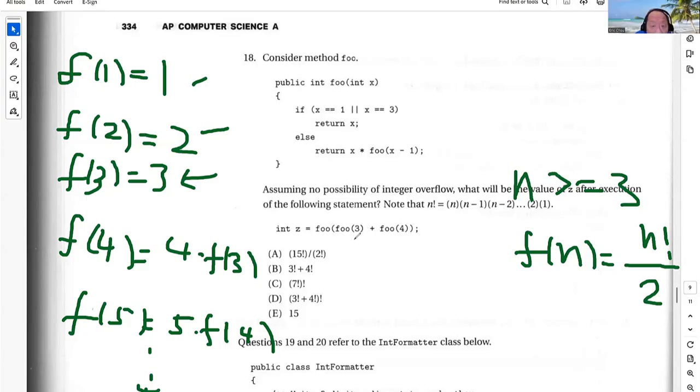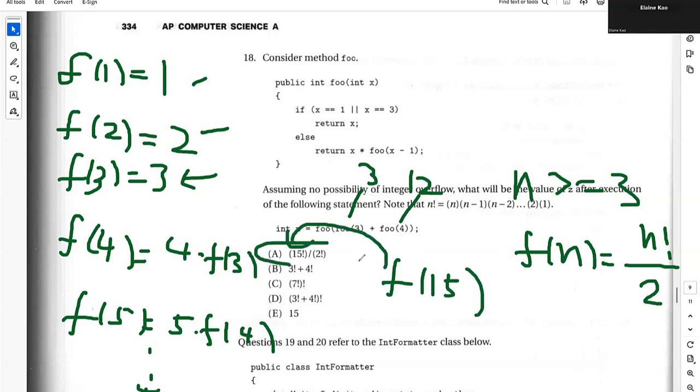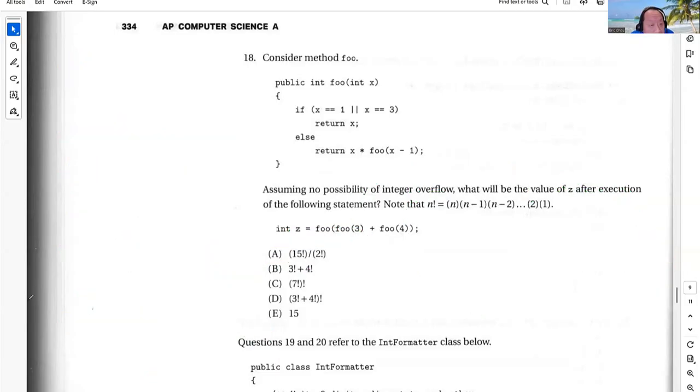So F3 is actually 3. F4 is what? F4 is 4 times... it's 12. So you got 415. So it'd be A. This one's still a bottom-up problem. If you go top down, you are in big trouble.